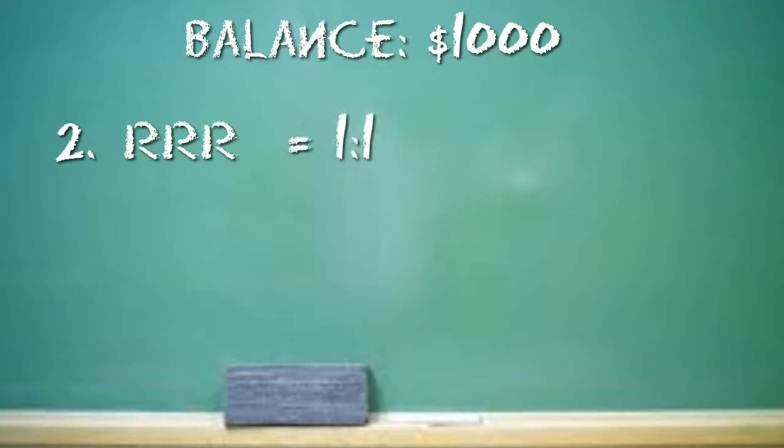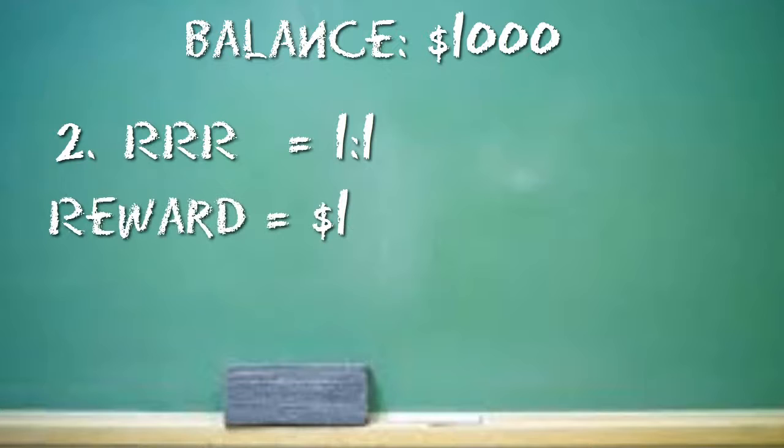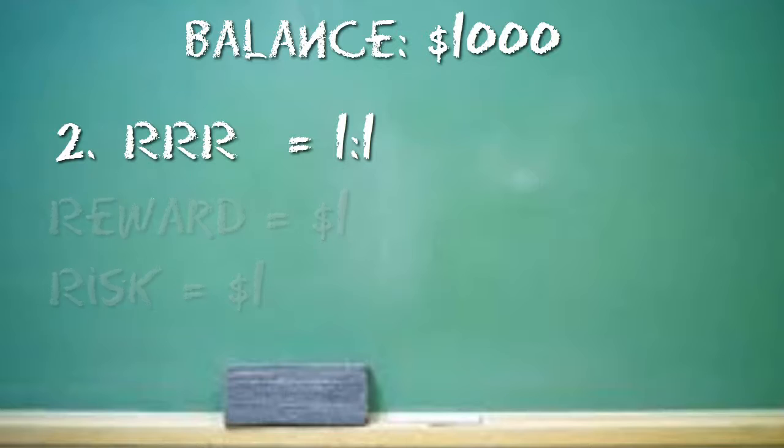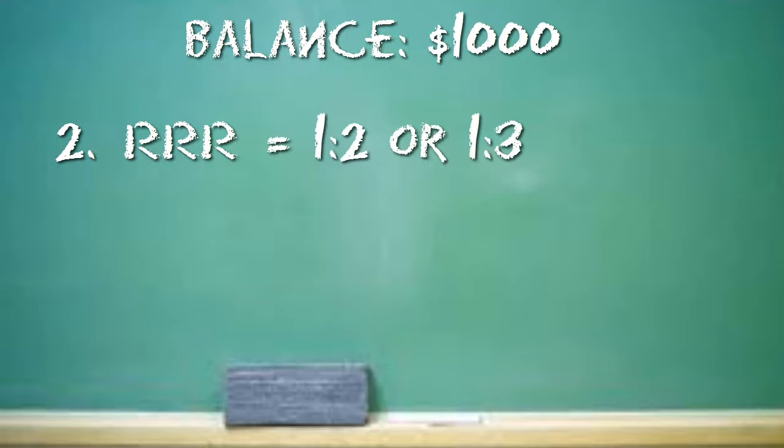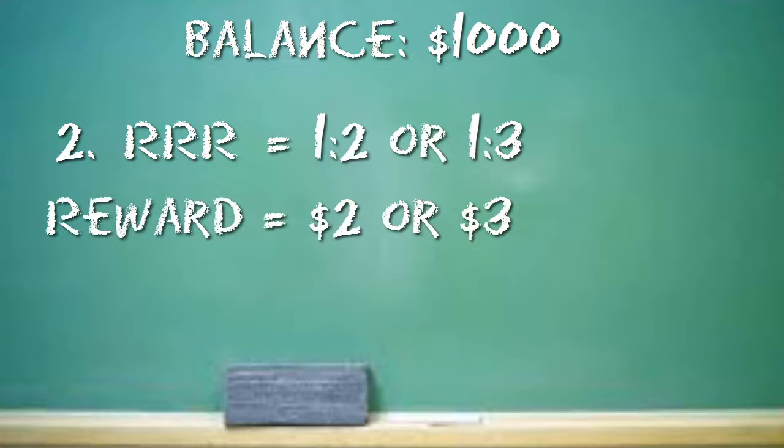A risk-reward ratio of 1-to-1 means for every $1 you're willing to make, you're willing to lose $1. That doesn't really do much for you if you're going to make $1 in one trade and lose it in the next. You want to have a good return on investment. If you were to have a risk-reward ratio of maybe 1-to-2 or even 1-to-3, it will allow you to make $2 or $3 when you lose $1.